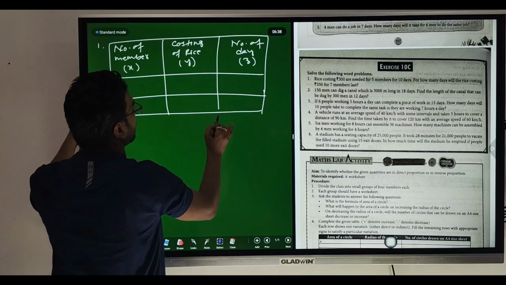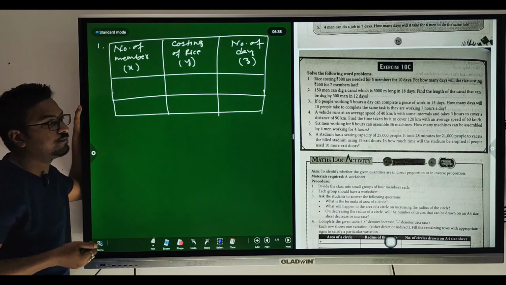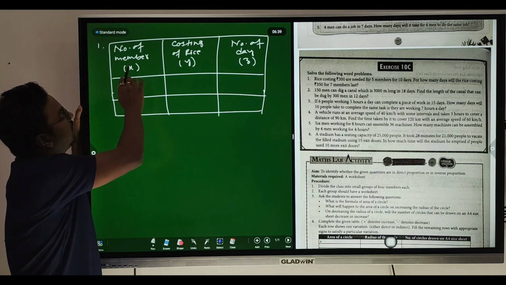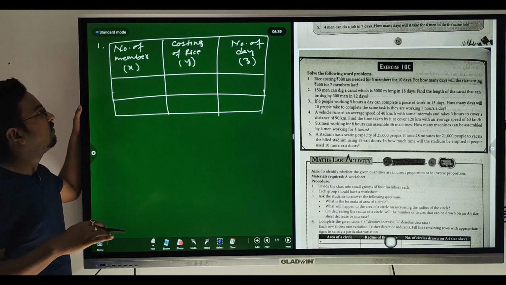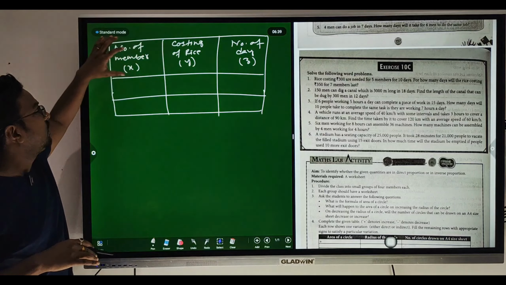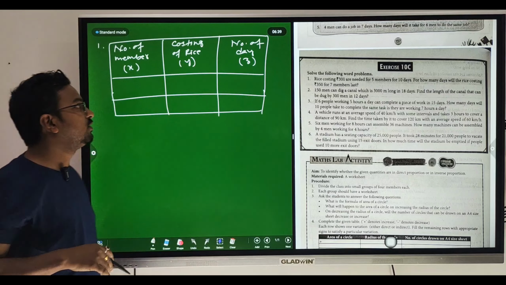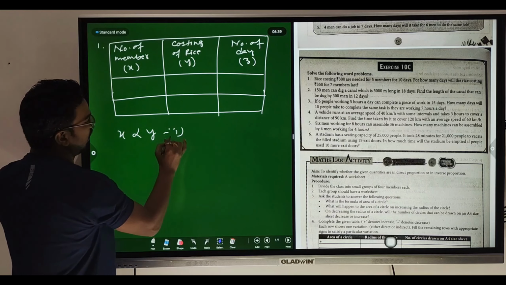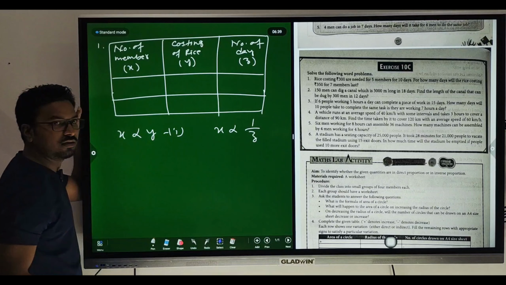Now you see, if the number of members increases, the costing of rice will also increase, right? More members, more costing. And if the number of members increases, then the number of days of lasting the food will decrease. If the number of members is 5, suppose it lasts for 5 days. Now if the number of members increases to 10, will it last for 5 days? No, it will decrease. So here x is directly proportional to y and x is inversely proportional to z.